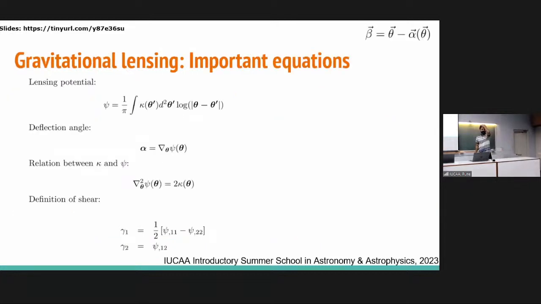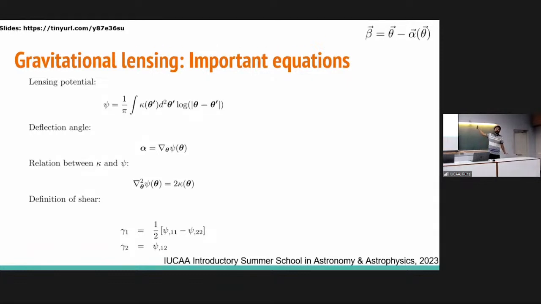Okay, let's get back to the equations that we were using. So this is just the general broad overview of what we are going to learn now. Some of the important equations: the first one is this equation, beta is theta minus alpha of theta. If you remember, it is the pretty standard geometry that you get. This alpha is not the deflection angle; it's the scaled deflection angle. Beta is the source position if there was no lens between us and the source. Theta is the position of the image.